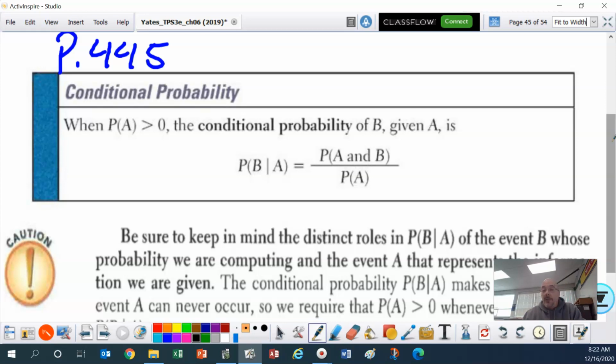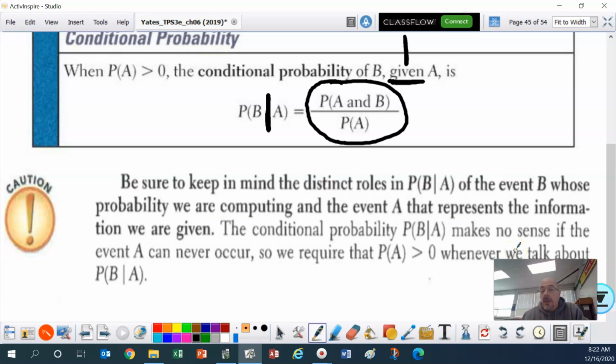So what is the probability that A is greater than 0? The conditional probability of B given A is. So you'll notice there's a vertical line right here, ladies and gentlemen. That's a conditional probability. The probability of B given, that vertical line stands for given A. So to find it, you take the probability of A and B and divide it by the probability of A.